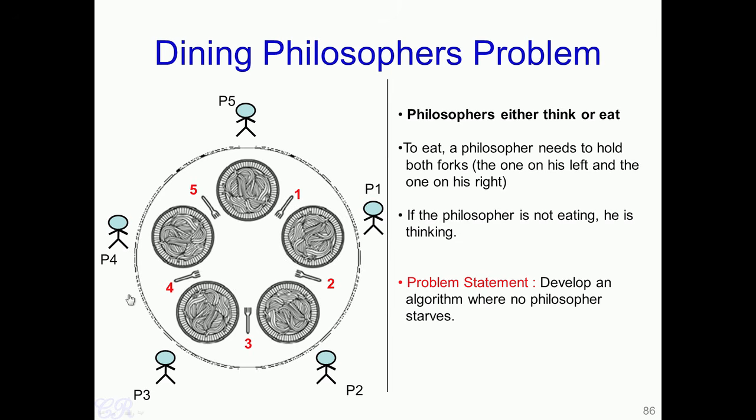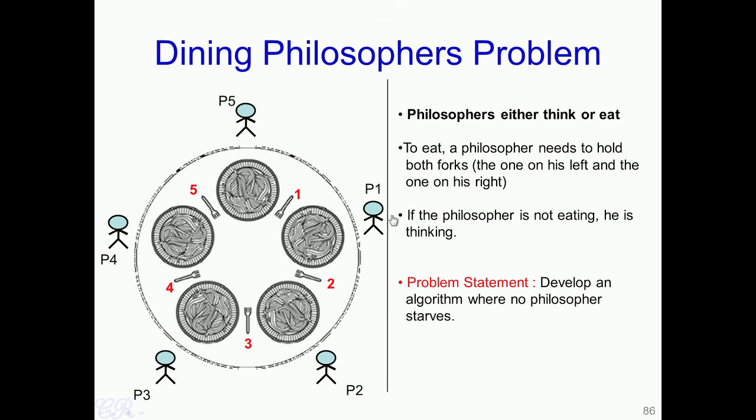Let us say we have 5 philosophers P1, P2, P3, P4, P5 who are sitting around a table. In front of them there are 5 plates, one for each of the philosophers, and 5 forks, 1, 2, 3, 4, 5. Each of these philosophers could do just one of two things. Each philosopher could either think or eat. In other words, if the philosopher is not thinking, then he is eating, and vice versa.